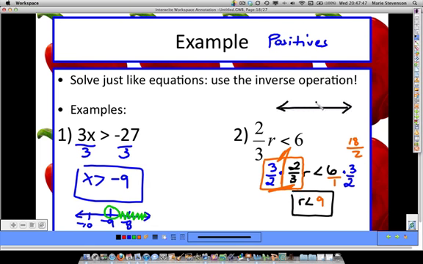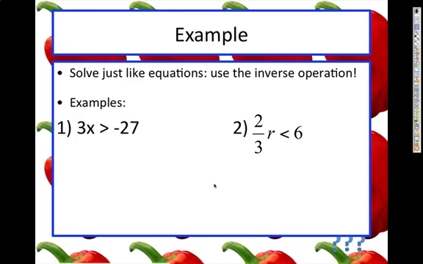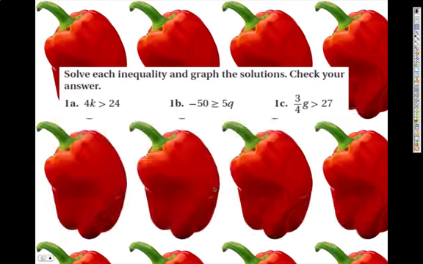So we draw our graph, so put 9 in the middle, 10, 8. It's open circle to the left. Okay, so those are your positive examples. Okay, those are both single step equations. Here we divided, here we multiplied by the reciprocal. Okay. And then those were the graphs we did.